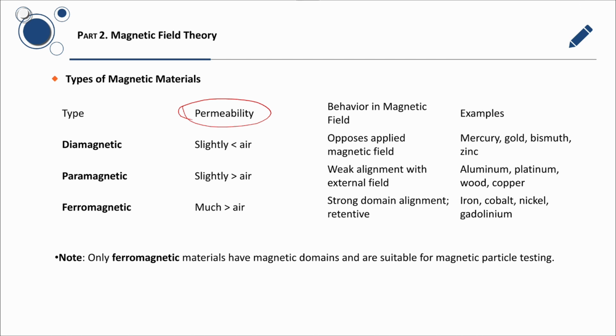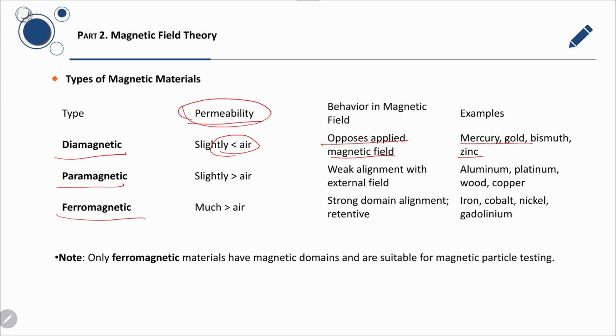There are three main types based on their permeability. First one, diamagnetic, paramagnetic, and ferromagnetic. Diamagnetic materials have a permeability slightly less than air. When you put them in a magnetic field, they actually oppose the applied magnetic field. So they don't accept the magnetic field. Examples are mercury, gold, and zinc, these are the best examples.